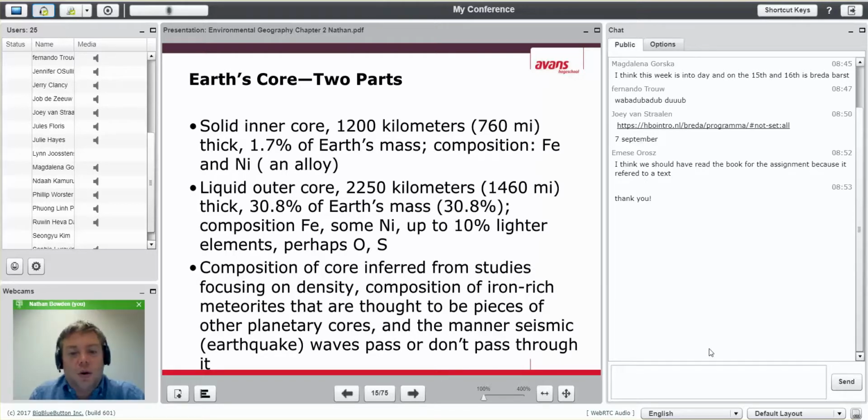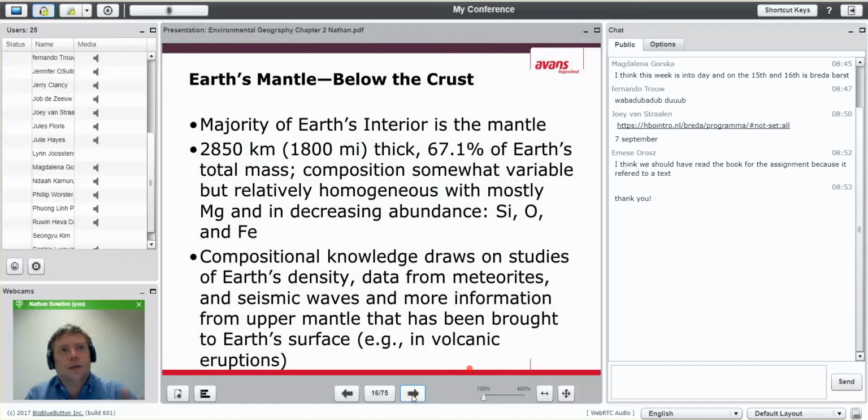So the composition of the core is inferred from studies focusing on density, the composition of the iron-rich meteorites that are thought to be pieces of other planetary cores, and the manner in which seismic waves, which are also called earthquakes, pass or don't pass through it. So we know how earthquake waves pass, and we can measure the density and therefore the composition of material. Even if we've never been there, we can infer it. So it hasn't been directly measured, but inferred from measurements.